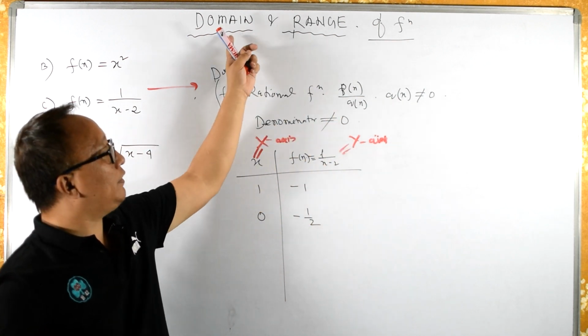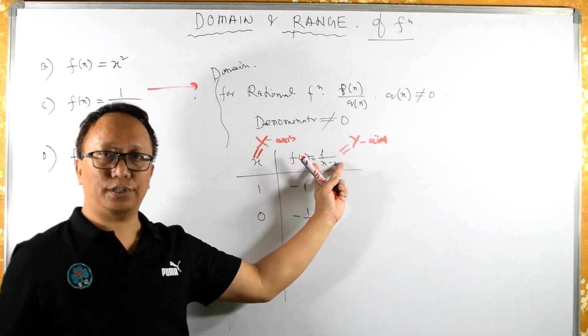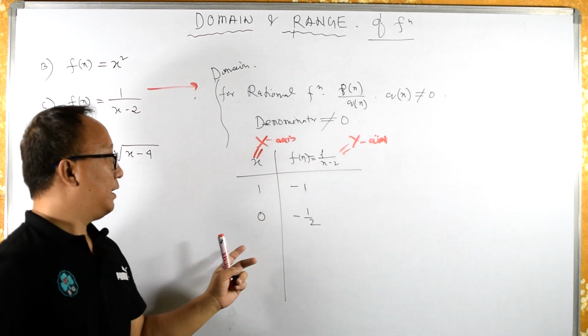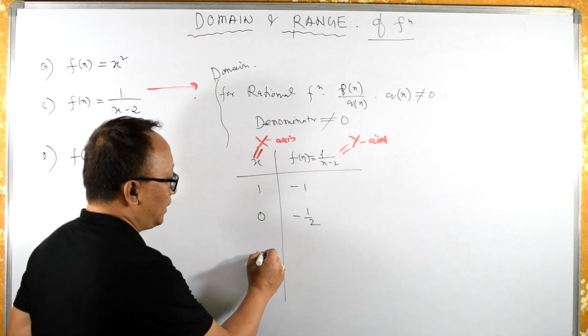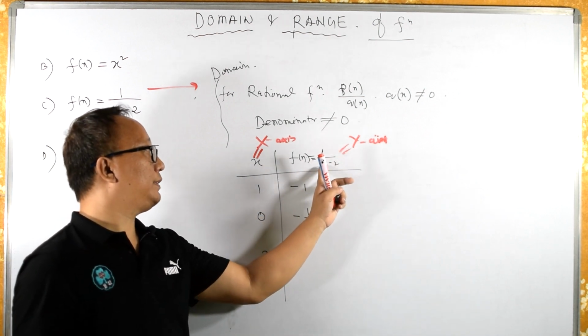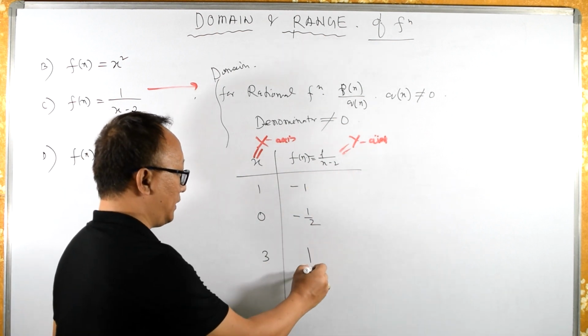In order to find the domain for this type of rational function, the denominator should not be equal to 0. Therefore, I cannot choose x equals 2. Now, can I choose x equals 3? If I substitute x equals 3 over here, 1 by 3 minus 2 is what? 1. Therefore 1 by 1 becomes 1.